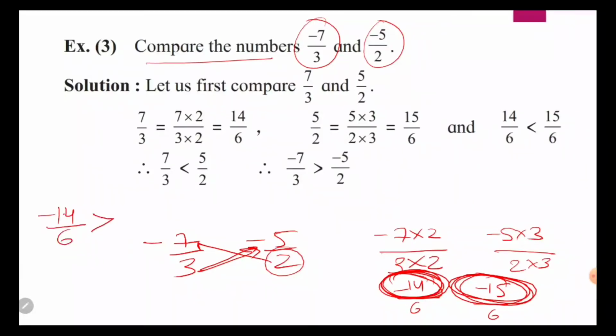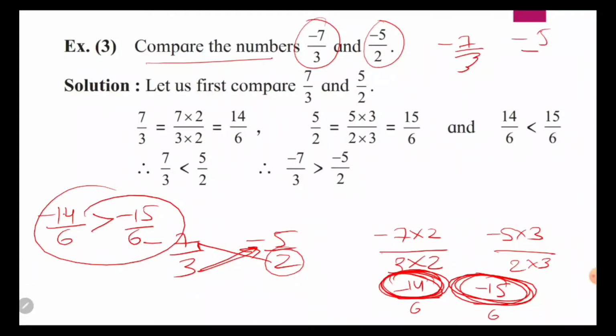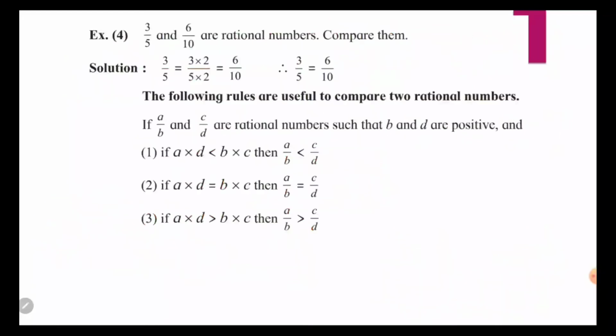-14/6 is greater than -15/6. So which number will be greater? अगर हम यहाँ पे कंपेयर करें तो -5/2 will be smaller and -7/3 will be a greater number over here. So you all can see this here. Okay, so this is how you compare two negative numbers with different denominators.